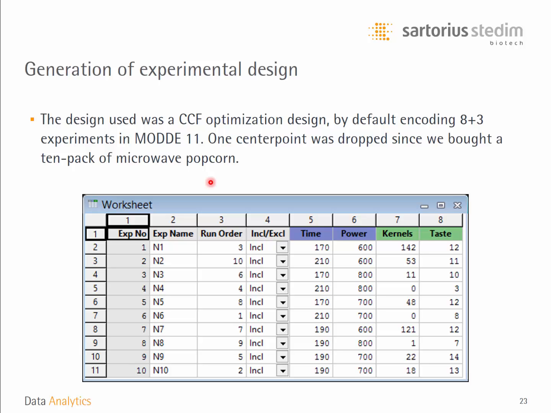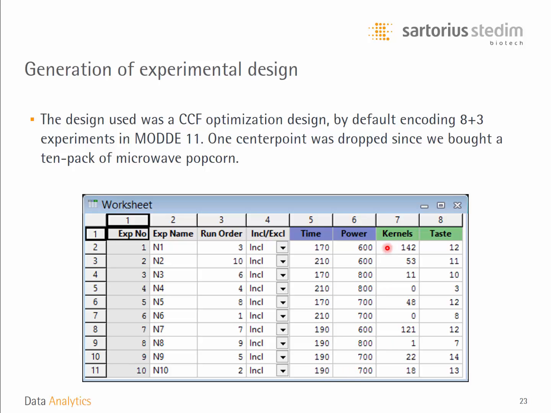After entering these inputs, factors and responses into MODDE and selecting optimization, MODDE will propose a very good experimental plan, in this case the central composite face-centered optimization design. This is a design that by default has 11 experiments in the MODDE software, but in this case we only had access to a bag of 10 packs of microwave popcorn, so we dropped one of the so-called center points, going down from 11 to 10 experiments. Here we see the 10 combinations, and combinations 9 and 10 are then preserved, forming so-called replicates.